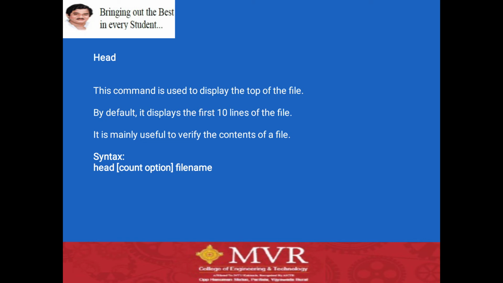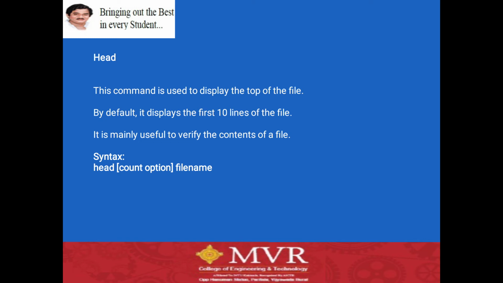So there comes the head command. By default, the head command displays the top 10 lines of any file. So if a file contains 1 lakh lines, it only displays the top 10 lines. If a file contains 5 lines, it will display only the first 5 lines, because the file doesn't have more than 5 lines. It works like that. So it is useful to verify the contents of a file. As I said earlier, to check which type of content the file has, I can use this head command.